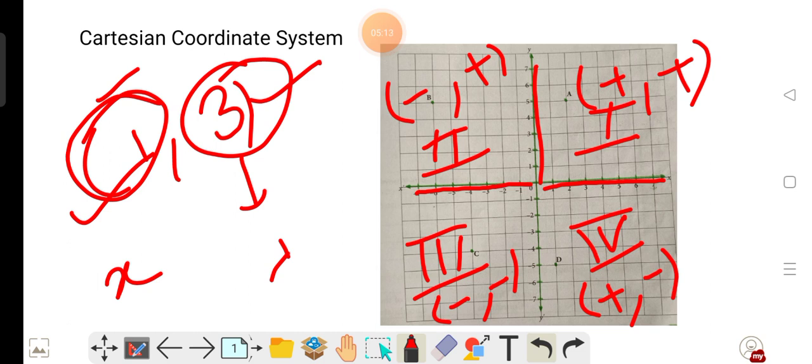This is the particular system that we know as the Cartesian coordinate system, and this was invented by the French mathematician René Descartes. And this is the way by which we can represent a particular point with respect to two lines which are perpendicular to each other. I hope you have some idea about the Cartesian coordinate plane.